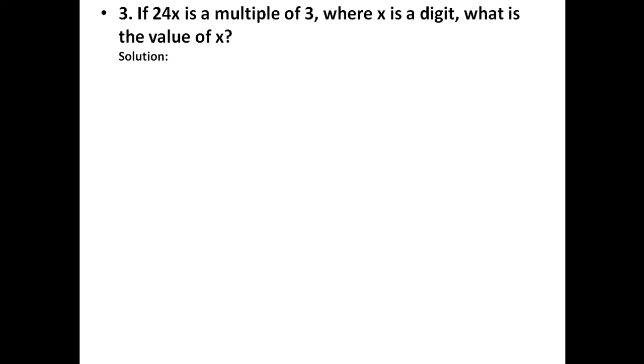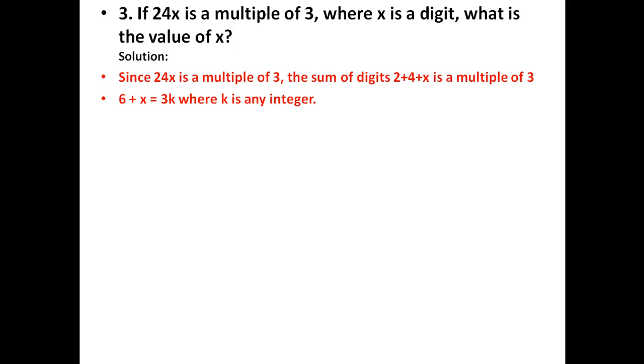Okay, coming to the third question. If 24x is a multiple of 3, where x is a digit, what is the value of x? Since 24x is a multiple of 3, the sum of the digits, 2 plus 4 plus x, is a multiple of 3. So the sum of the digits is going to be a multiple of 3.